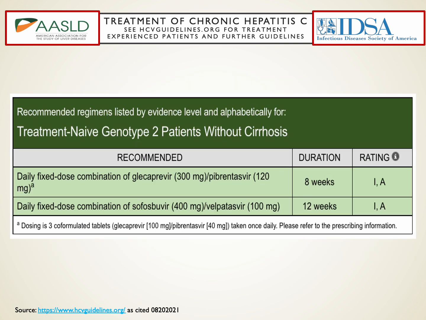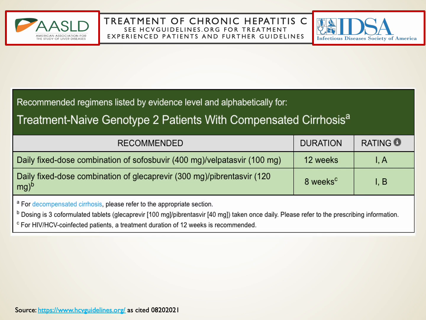Here's the recommendations nationally as of early 2019 for the genotype 2 without cirrhosis. There's really only two choices here, one of them being an 8-week regimen. Here is genotype recommendations for genotype 2 with compensated cirrhosis, and these are both 12-week regimens.